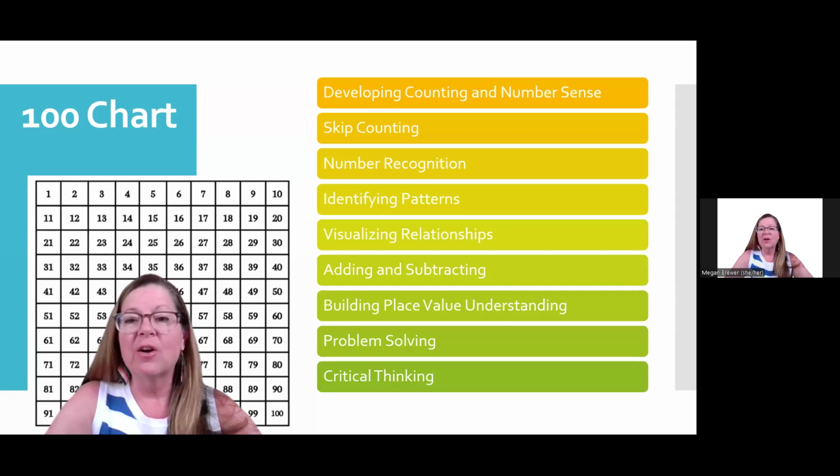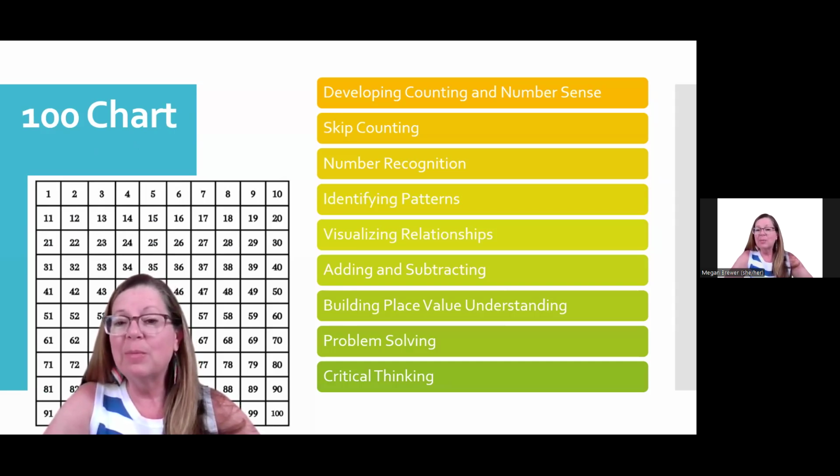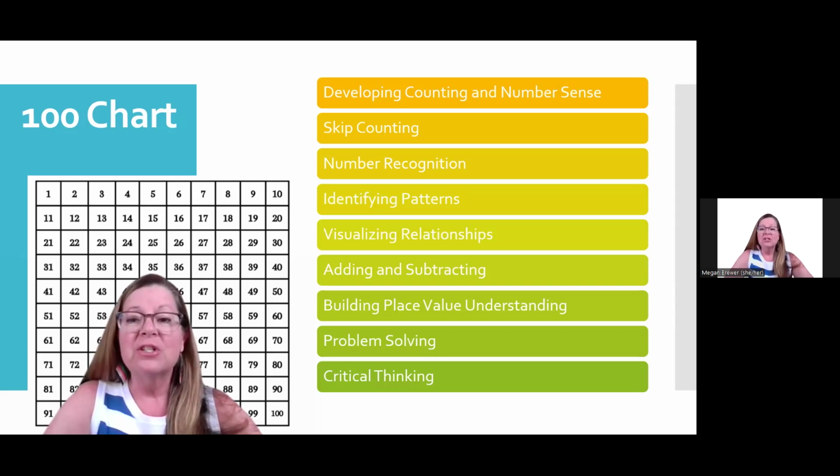That 100 chart, a great visual representation of numbers from 1 to 100 arranged in a grid, offers numerous benefits for our young learners, particularly in developing number sense and mathematical skills. It aids in counting, skip counting, understanding patterns, and visualizing addition and subtraction strategies because we can model them on the 100 chart.